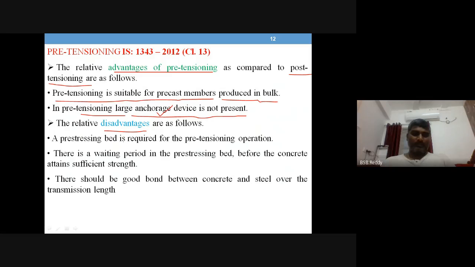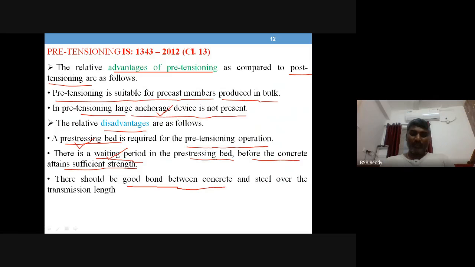What are the disadvantages? A pre-stressing bed is required for the pre-tensioning operation. Whereas in post-tensioning, you don't need such a bed because the concrete is already cast and the specimen is readily available. Then you start tensioning the steel tendon. And there is a waiting period. Okay, so the pre-stressing bed is one disadvantage. The waiting period on the pre-stressing bed is before the concrete attains sufficient strength. So if you have to attain at least 7-day strength, you need to wait 7 days for the pre-stressing bed to be vacated and ready for the next mold, right? So that waiting period is a problem with pre-tensioning.